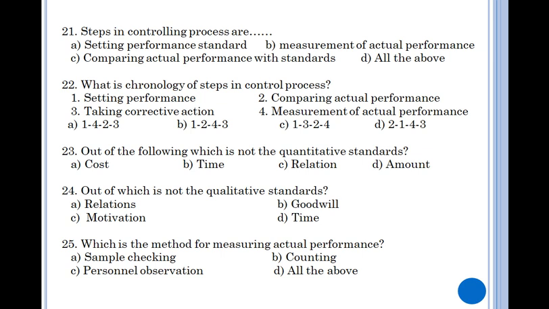Okay, next 25th, which is the method for measuring actual performance? We have four options. First, sample checking; B, counting; C, personal observation; and D, all of the above. As we know, we can measure the actual performance by all these ways. So the answer will be D, that is all of the above.